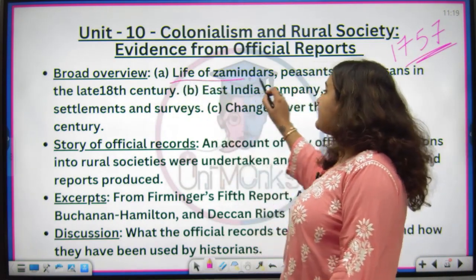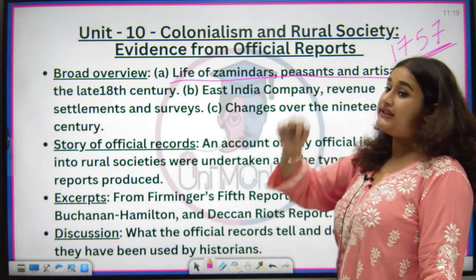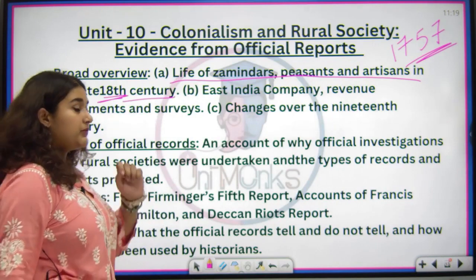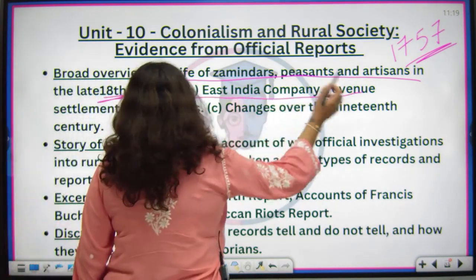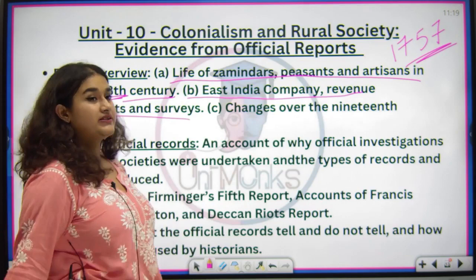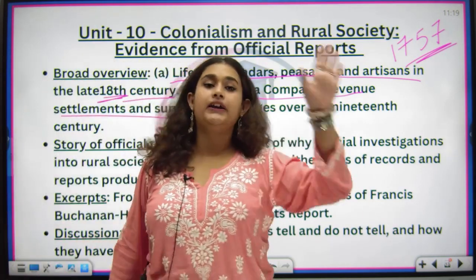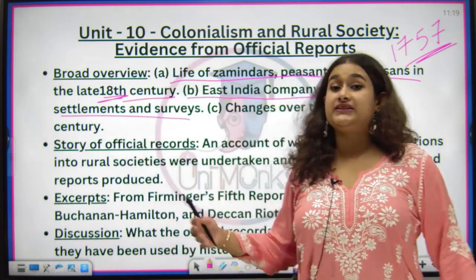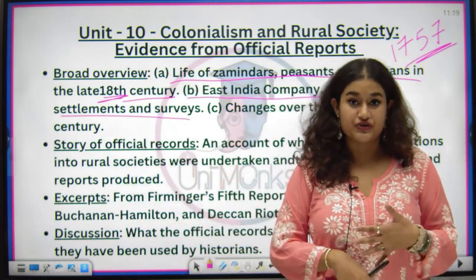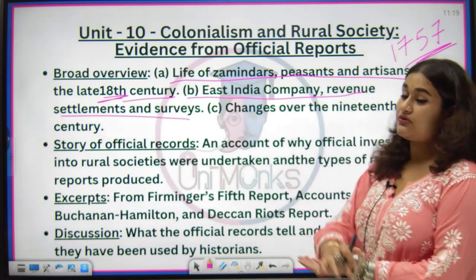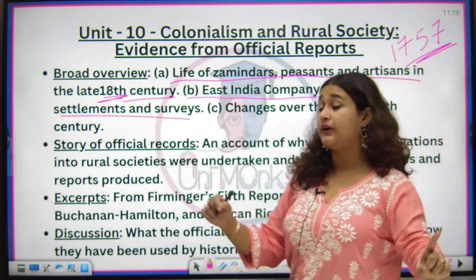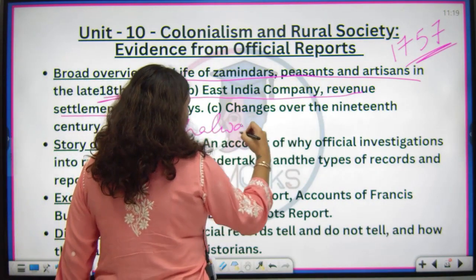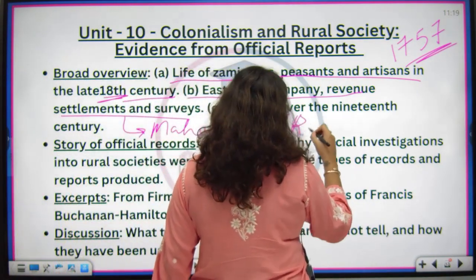Now a broad overview of 2 things. Number 1, life of the zamindars, peasants and artisans in the late 18th century, 1757, 18th century. Number 2, East India Company and the revenue settlements and the surveys that took place. So now after the Indians lost in the Battle of 1757, what the EIC did to take over the agrarian society, the revenue settlements that took place. So the revenue settlements we're going to be talking about are the Mahalwadi settlements and the Rayatwadi settlements. All right.